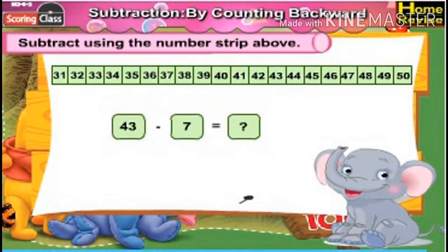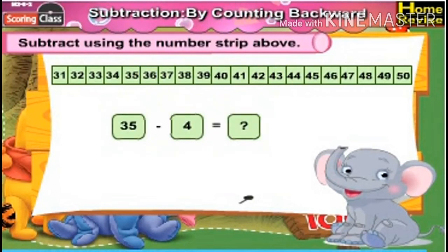43 minus 7. Can you guess what could be the answer? Well, let me explain to you how you can find that. In order to find 43 minus 7, we need to subtract 7 from 43. Subtracting 7 means going 7 places back. That means it is 36. So 43 minus 7 is 36.